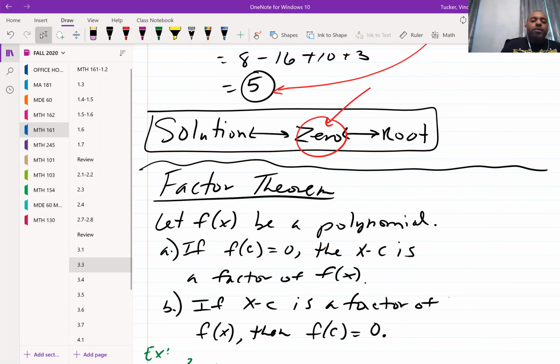All right, the factor theorem. I think this is the last thing out of this section. Factor theorem. Let f of x be a polynomial. If f of c is equal to 0, then x minus c is a factor of f of x. And if x minus c is a factor of f of x, then that means when you plug c into the function, you get 0. And that's what I was just alluding to.